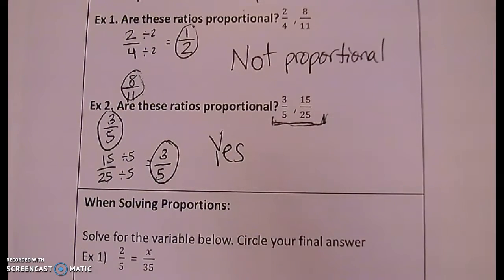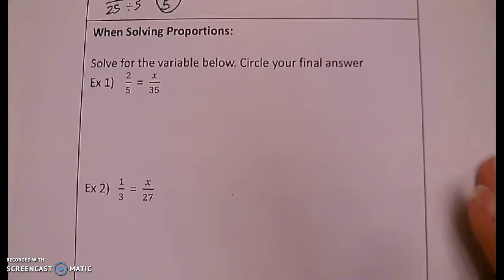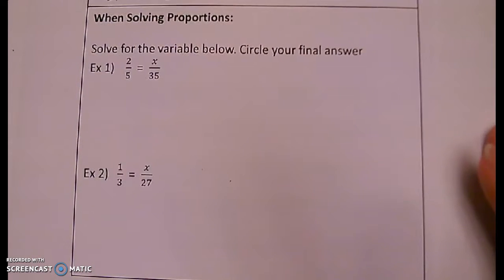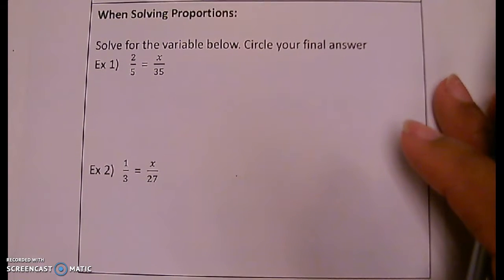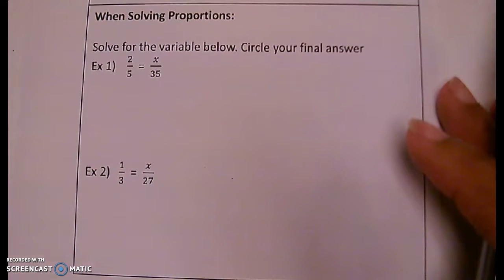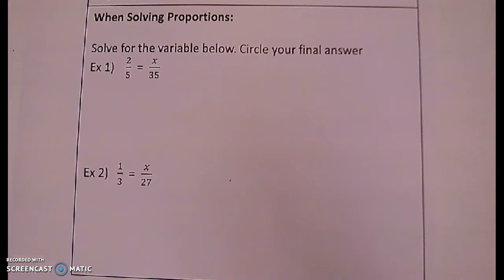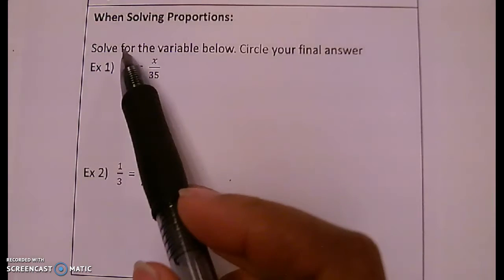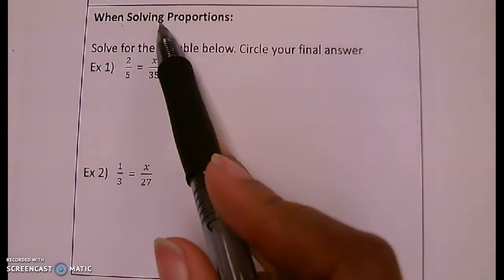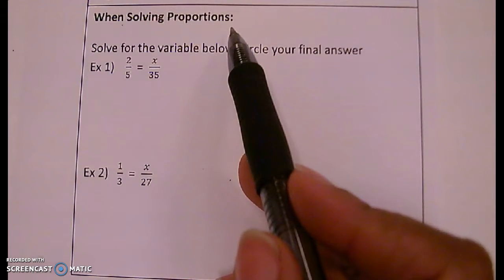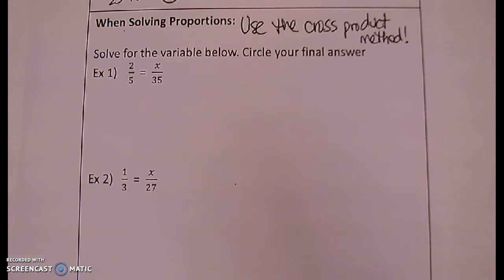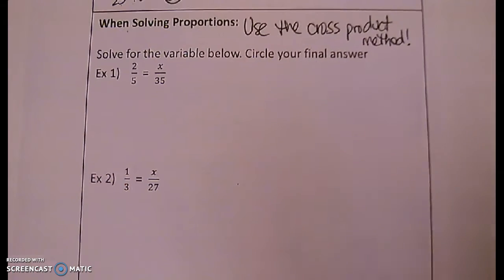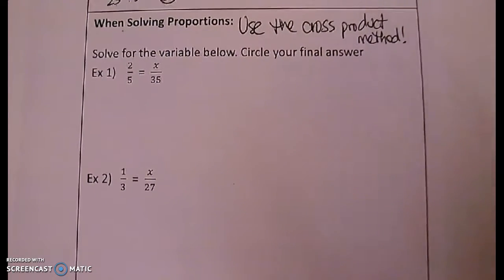Now, when we're solving proportion problems, you may see a problem that requires you to solve for a variable. So we're going to work some problems below that are going to prepare you for what's coming next in the rest of the task sheet. When we're solving proportional types of problems, we're going to use the cross product method. I'm going to show you some examples of how we use that method.